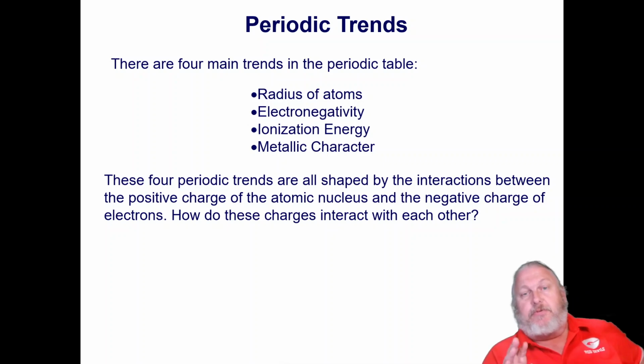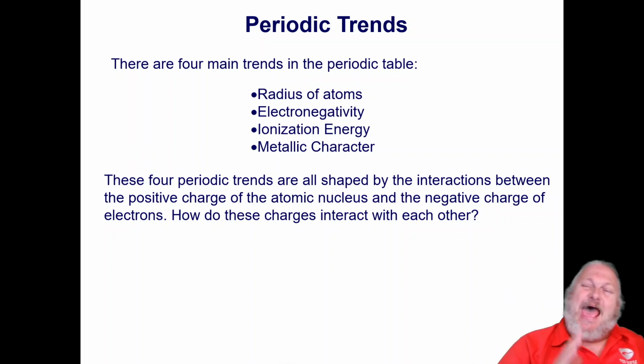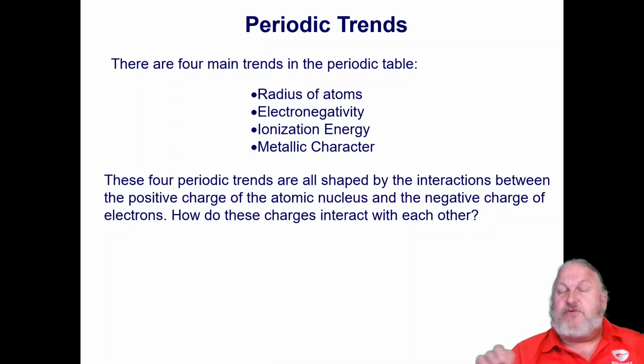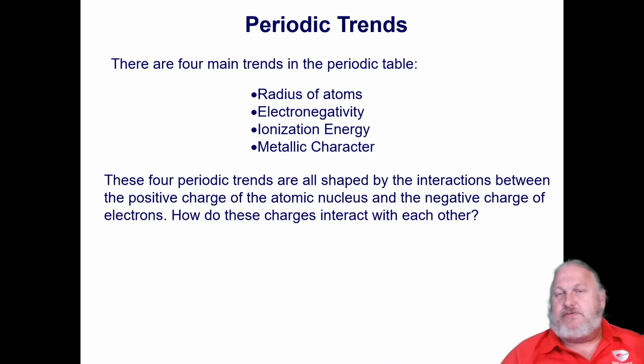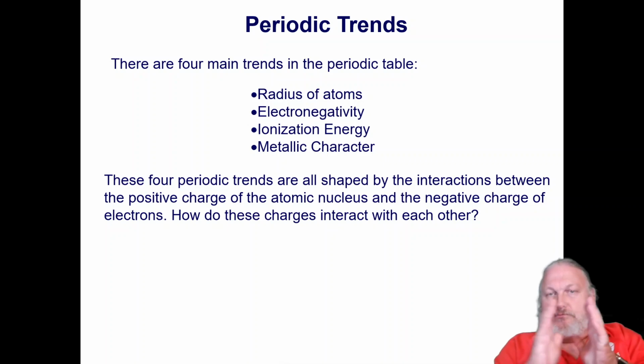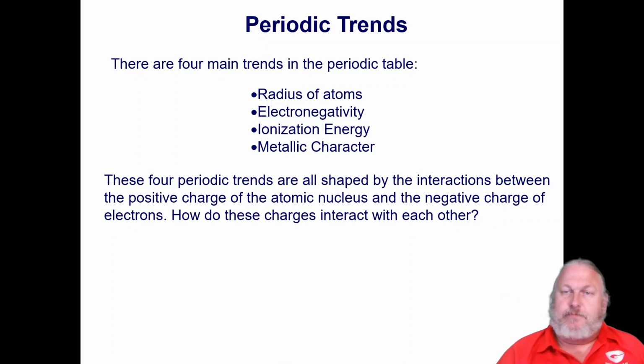So over the next couple of days, we're going to be talking about how the elements trend in the periodic table, both left to right and up to down, right? We'll be talking about the radius of the atoms, how big they are, right? The electronegativity, which is a new term for most of you, but we'll introduce that. The ionization energy and the metallic character of the element, right?